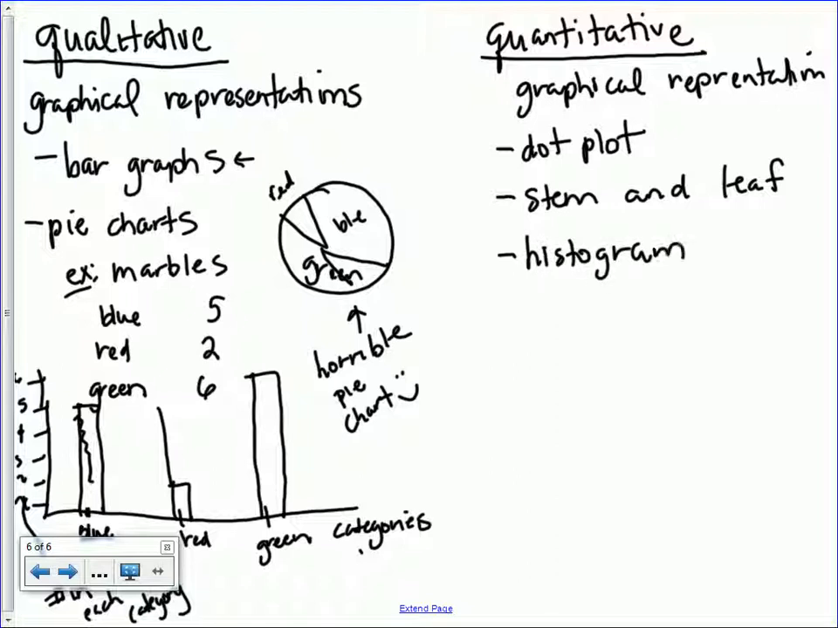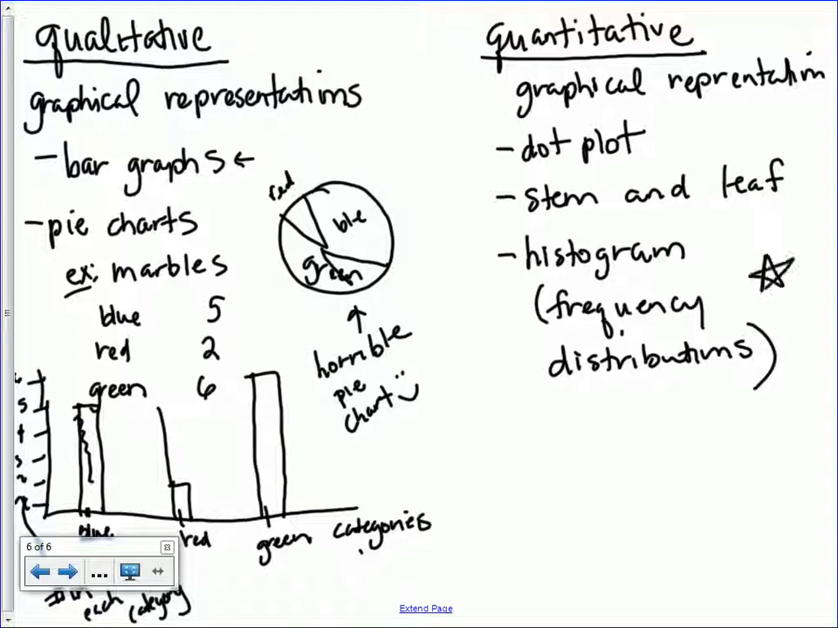a histogram. And histograms can also be dubbed what we call frequency distributions. And frequency distributions, what they do is they outline how many are in each category. So it takes a quantitative and sort of looks at it from a qualitative perspective. We like histograms a lot. We will use them a lot in this class.